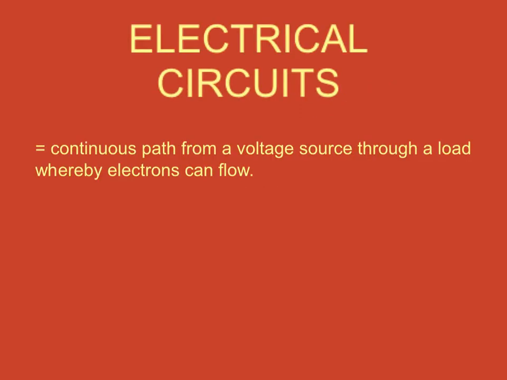Let's define an electrical circuit. It is a continuous path from a voltage source, like a battery, through a load, like a bulb or an appliance, whereby electrons can flow. Remember that the definition of electrical current is the flow of electrons. There are two situations in which a current can find itself, closed or open.